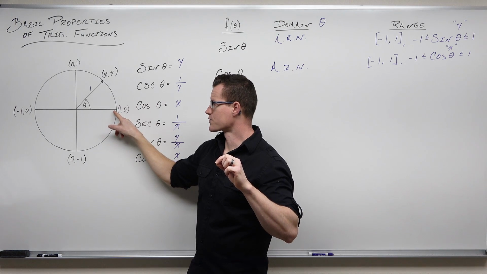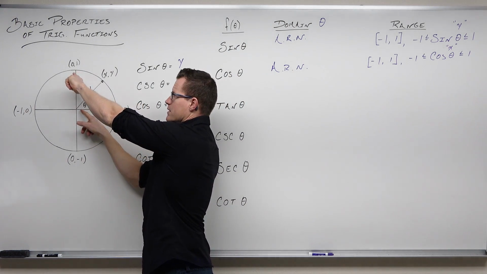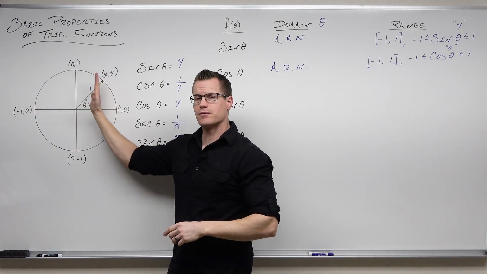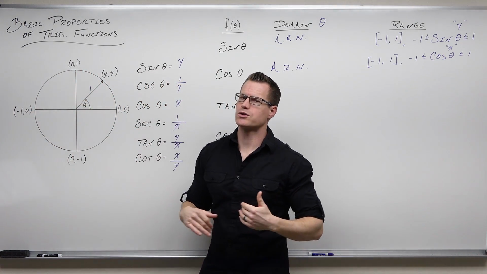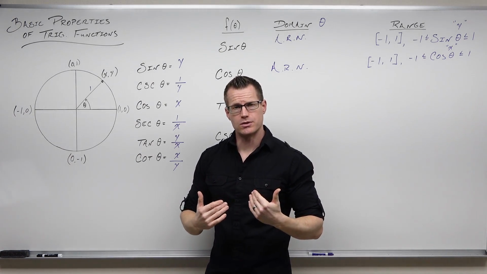Our x starts from 1, and as we're going around, it goes to 0 here, negative, and then back to 0. So at the first and third quadrant angles, at pi over 2 and at 3 pi over 2, we have some major issues.